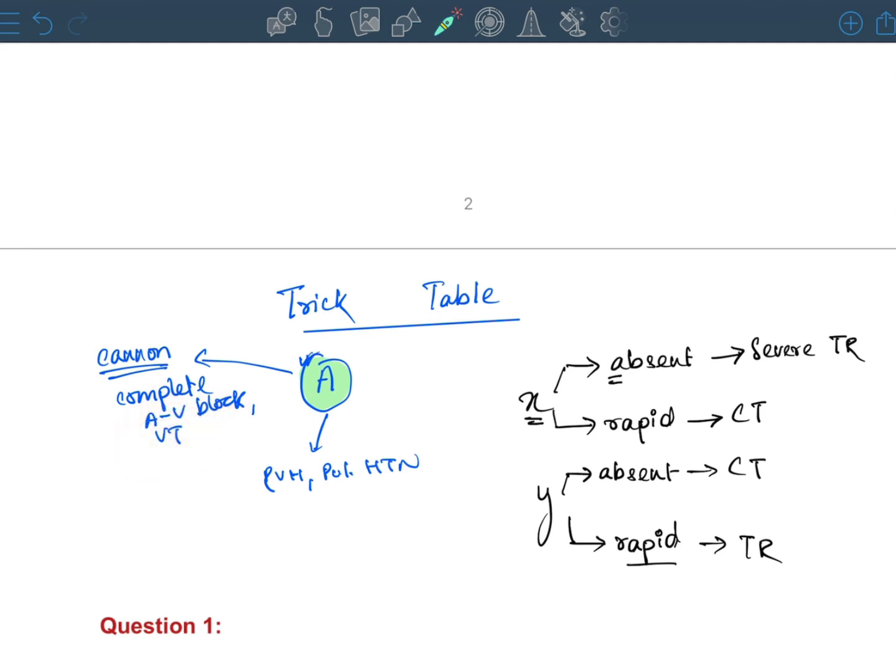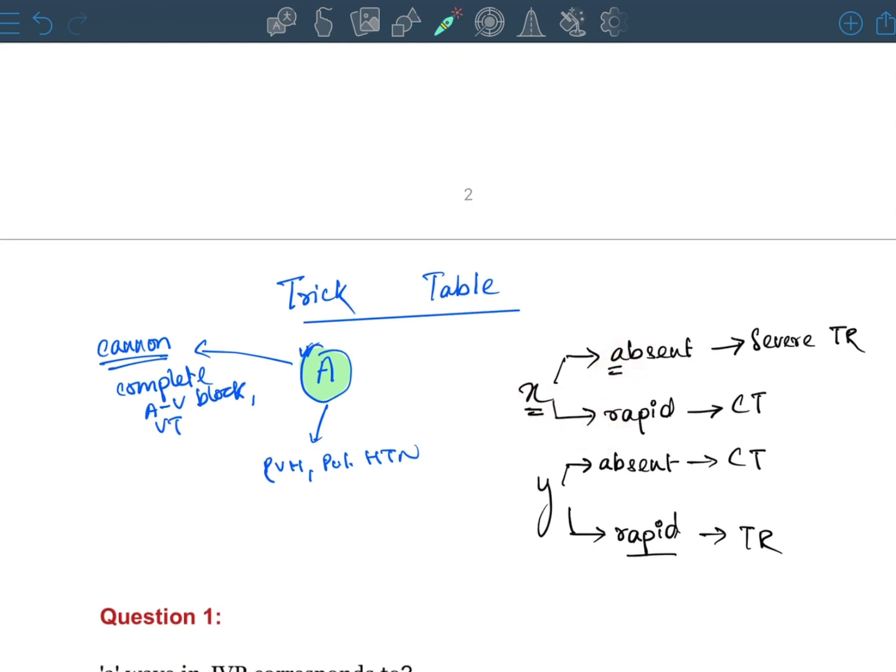Now let us do X and Y. This is where the confusion arises. As I told you, X and Y are completely opposite to each other. How will you remember this? Out of X and Y, which comes first? X comes first. And out of A and R, which comes first? A comes first. So write X and on top of it write A, meaning A for absent. When X descent is absent, the condition produces severe TR, severe tricuspid regurgitation. And when it is rapid, it produces CT. What is CT? Cardiac tamponade.